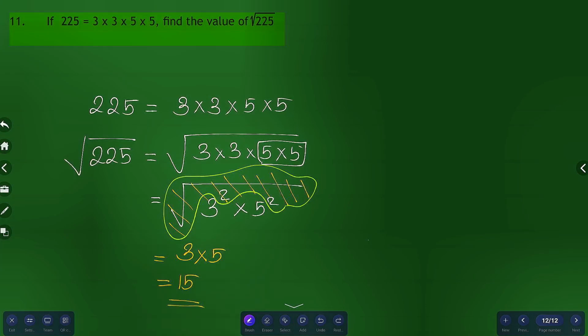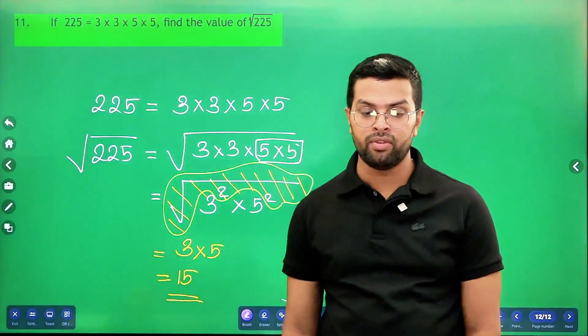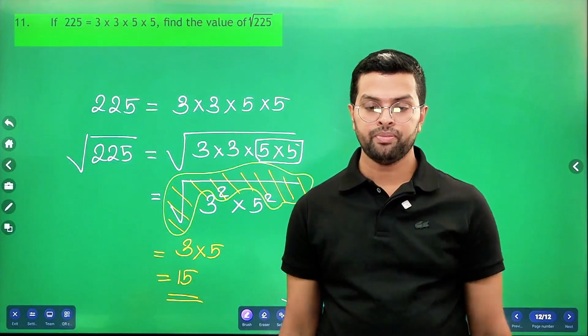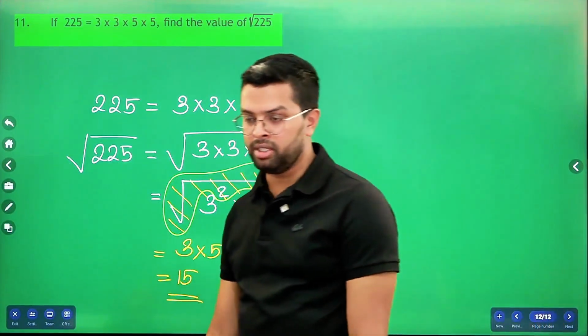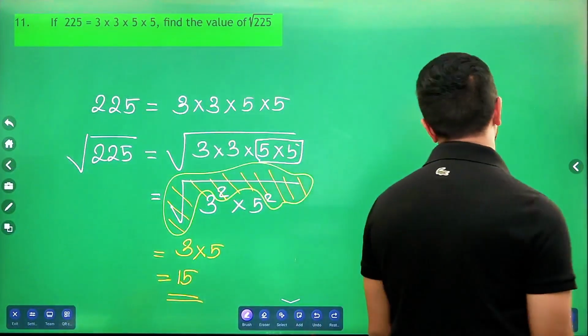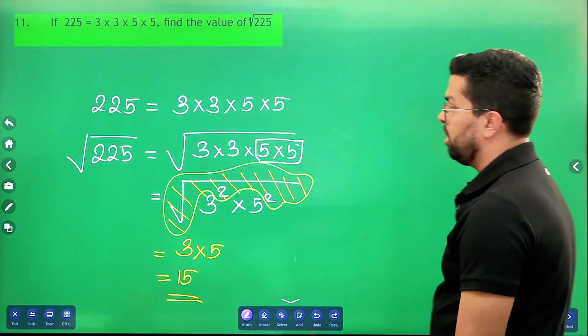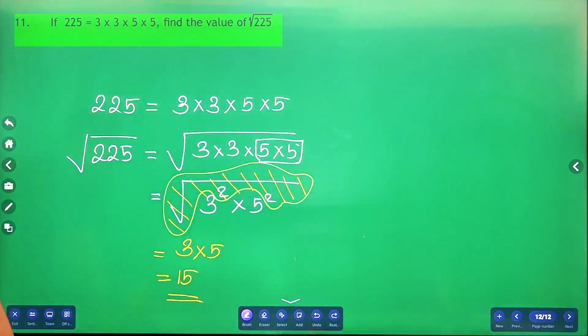So the square root of 225 is equal to 15. Is that correct? Right? So try by yourself to find different square roots. Alright, that is about question number 11.